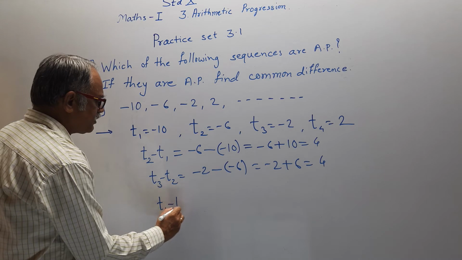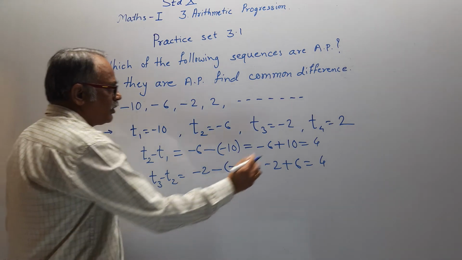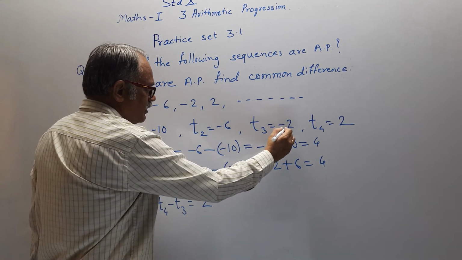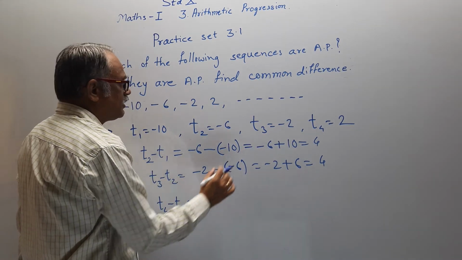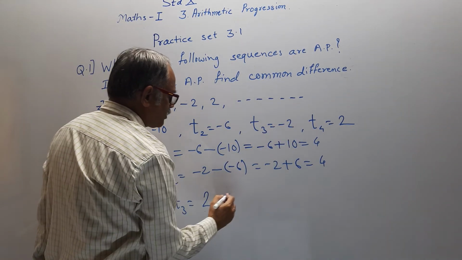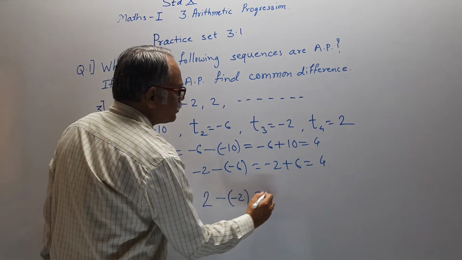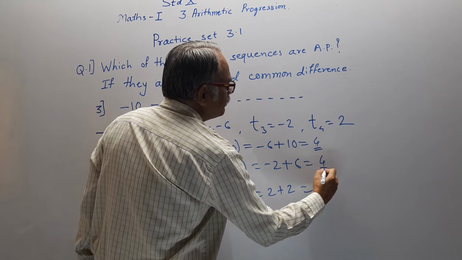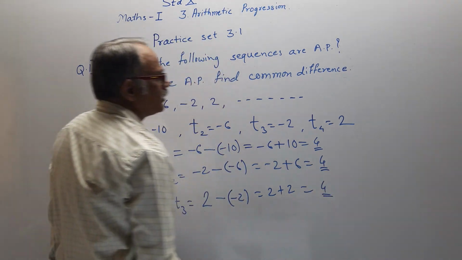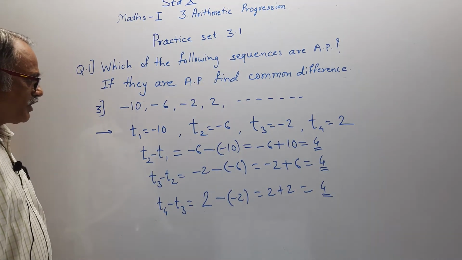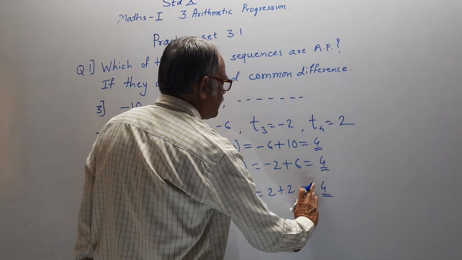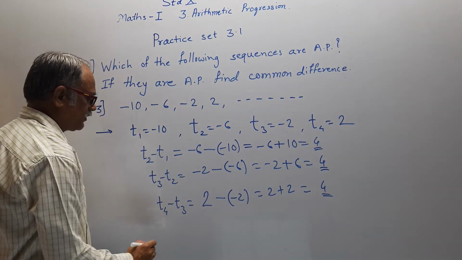T4 minus T3. 2, T4, minus this minus sign. The T3 value is minus 2. 2 minus minus 2, 2 plus 2. That is also 4. It is the same. What do we observe? The common difference is the same, the difference is common. Then we have to write.